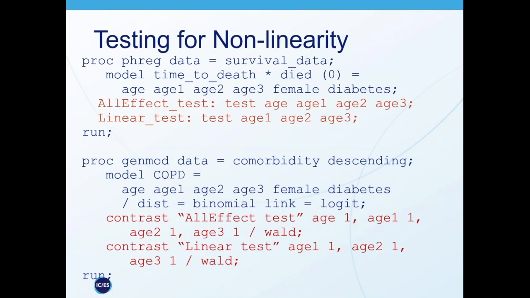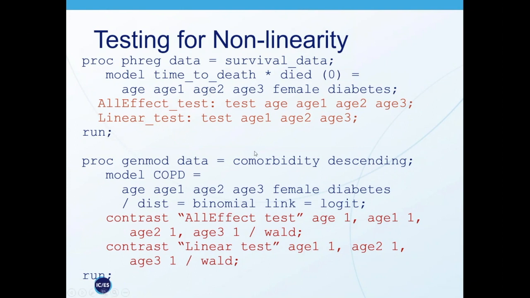Assuming that this test is significant, and it probably will be because, as I said, age is a very good predictor of time to death, the next thing I want to know is whether a linear model is good enough. And that means I'm going to test to see if I need to include age 1, age 2, and age 3, or whether it's good enough just to stick with age, the linear predictor. So if this test is significant, I'm going to have to incorporate my curve. If this test is not significant, I just need to use age.